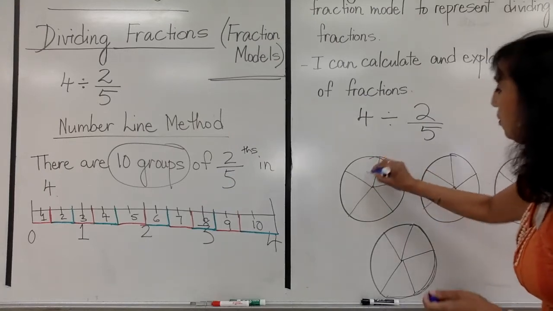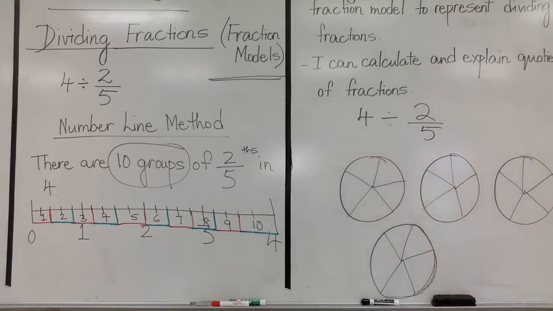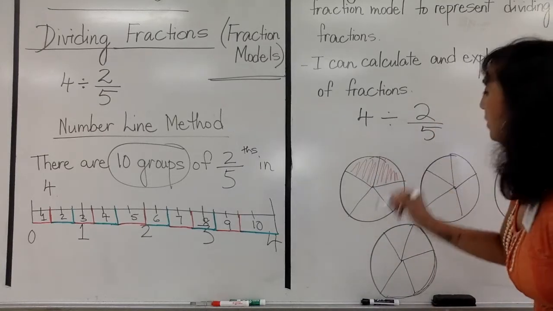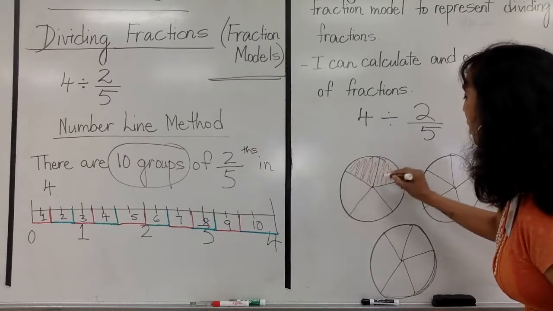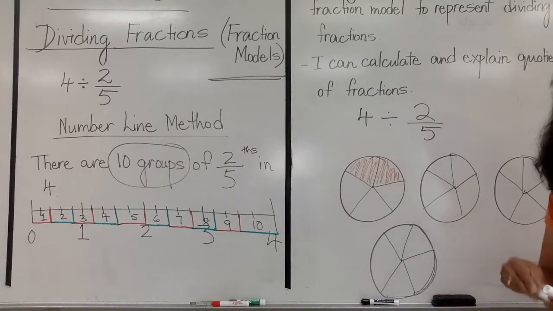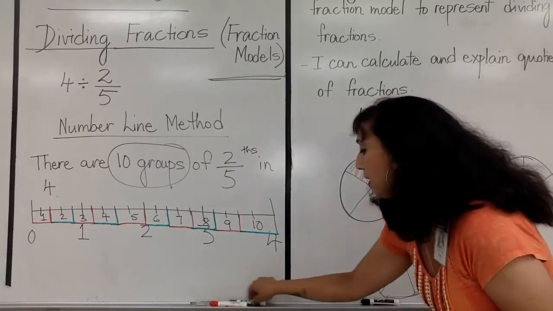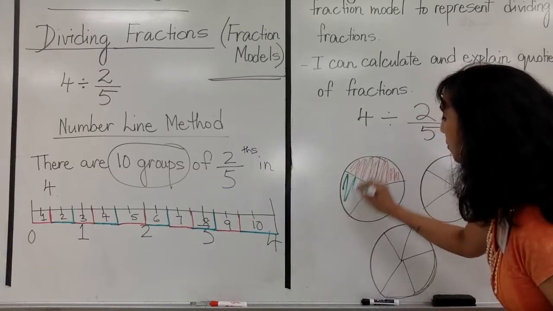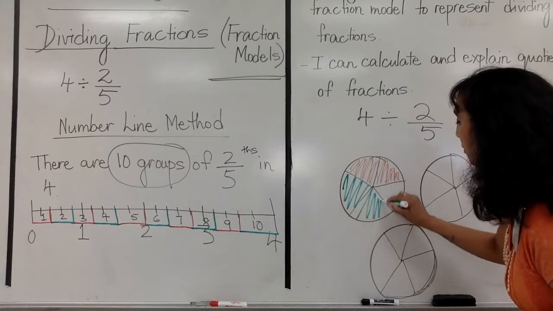So this is, oh well, that did not work. Let me get another marker over here. So these are 2 out of 5 parts that I colored in. So that's a 2/5. Then I'm going to use a green. So 2 out of 5. So this is 1, 2.